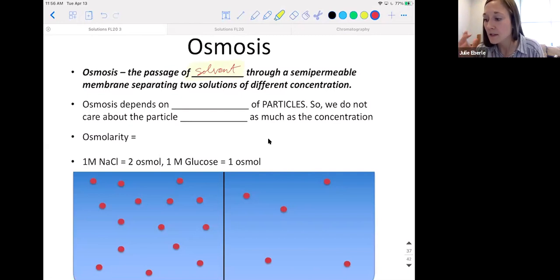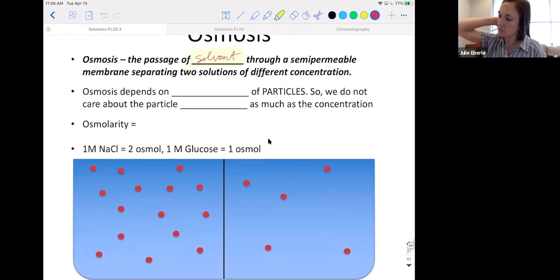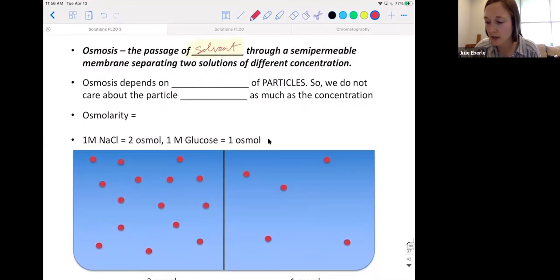So it's the passage of, what is a semi-permeable membrane? What in our bodies has semi-permeable membranes? All of our cells, right? So this happens all the time. It's going on all the time in our bodies.